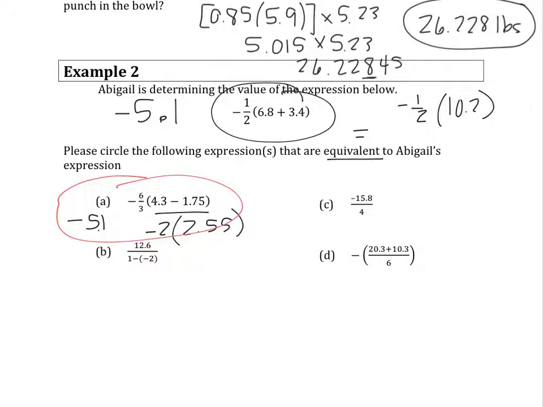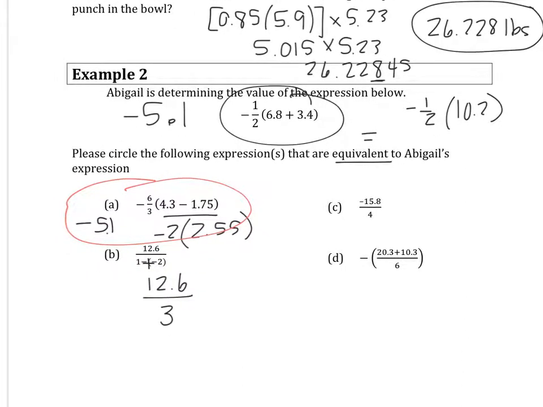Okay, let's check B. 12.6 is in the numerator. The denominator is going to be 1 minus a minus 2, which turns into a plus, which is 3. Now we're going to divide 12.6 by 3, and we get 4.2, which is not 5.1, so B does not work. We can eliminate B. It's not equivalent, meaning equal, to the negative 5.1. C is pretty straightforward. It's going to be negative 15.8 divided by 4, and we're going to get negative 3.95, which doesn't work. That's not equivalent to negative 5.1.